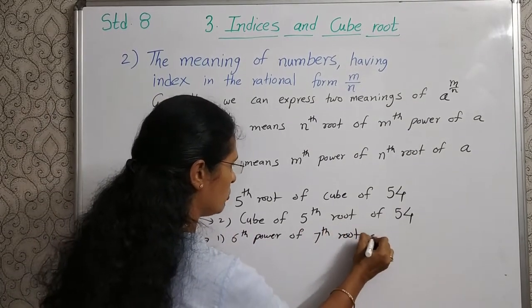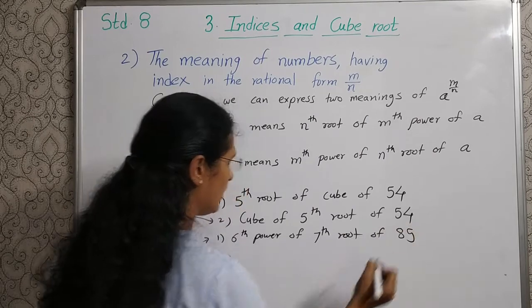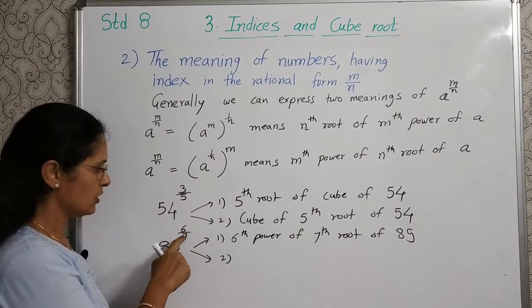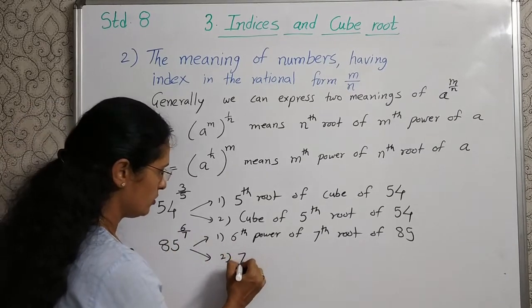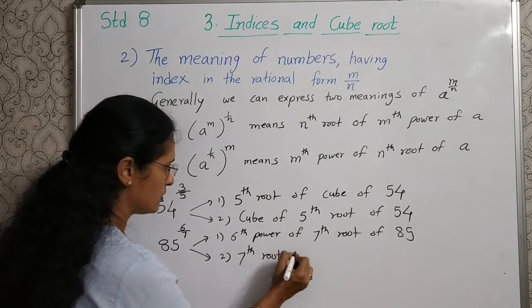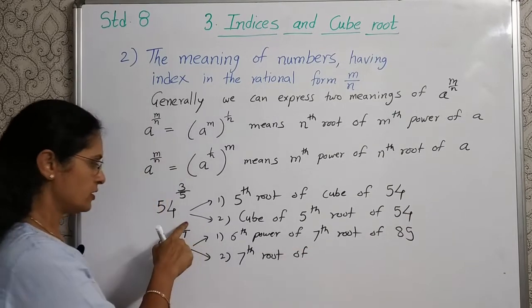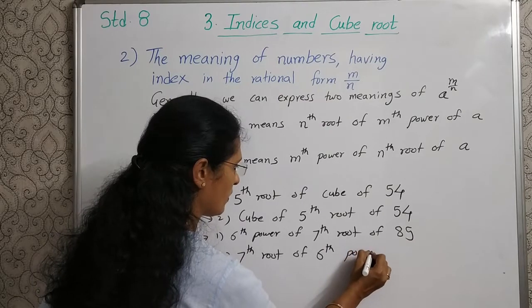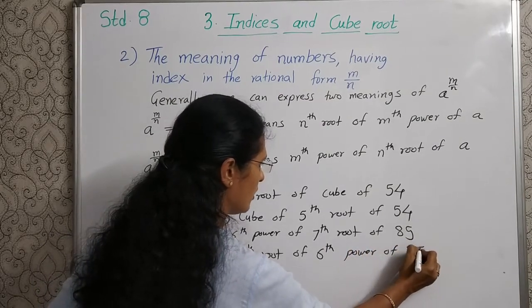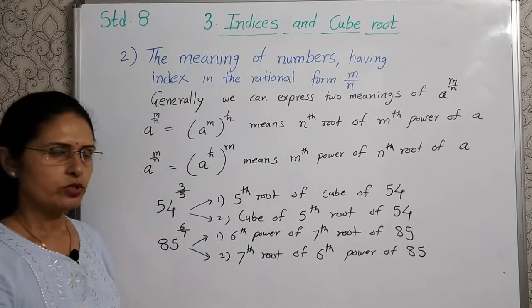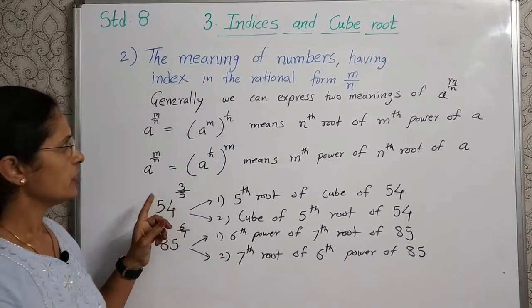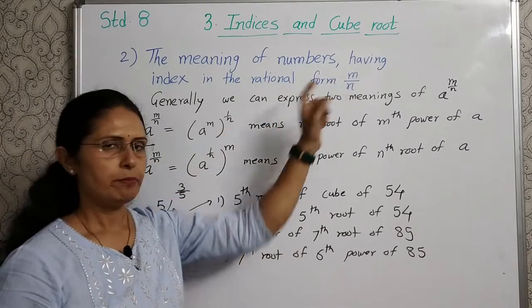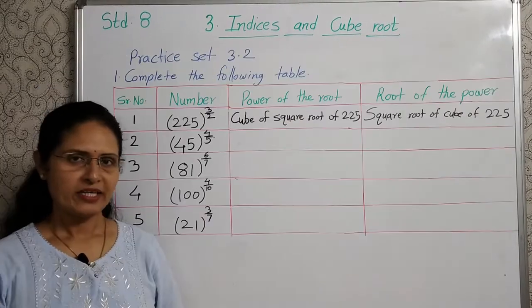And now if we read this first, the root first, then it is 7th root of 6th power of 85. So these are the two different meanings for each number which has index in the rational form m by n.